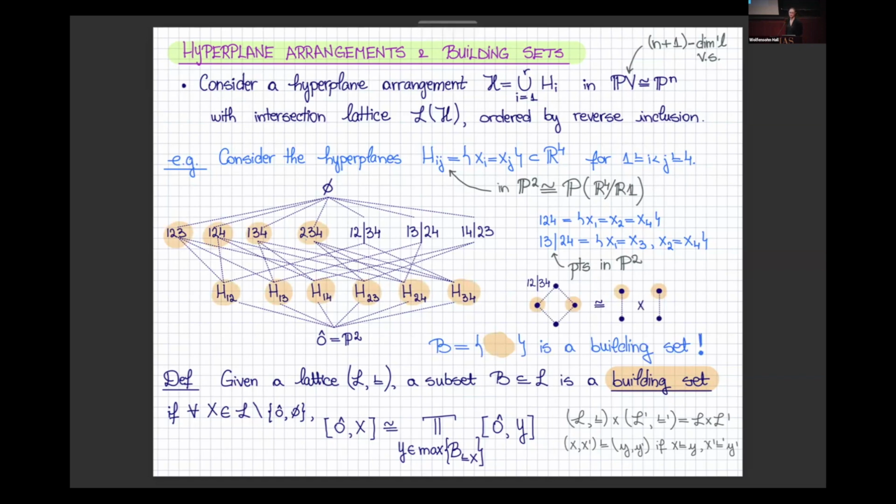And I claim that the highlighted elements form a building set in my lattice. Let me just unpack this condition a little bit. If X is an element of the building set B, then this condition is trivially true, because among all the elements of B that are at most X, the unique maximal element is X itself. So this is just saying that 0x is isomorphic to 0x. But to convince you that my highlighted elements really form a building set, let me take X to be one of the elements that's not highlighted. So for example, 1, 2 bar 3, 4. In this case, the sublattice 0x looks like this square, which is precisely isomorphic to the product of two segments.